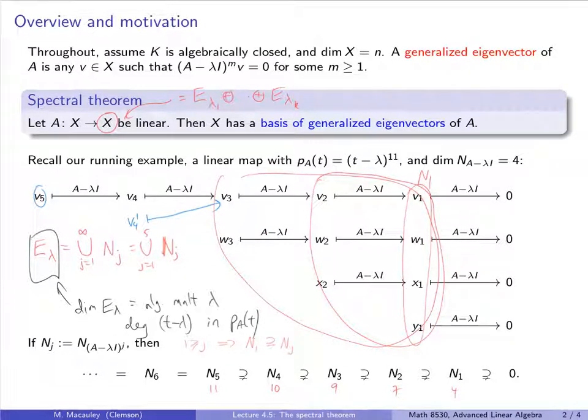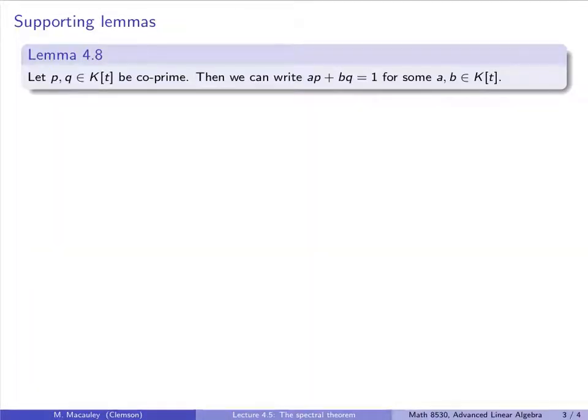Okay, so that is an overview as to where we are going in this lecture. Let's get going now to prove the spectral theorem. Our first task at hand involves polynomials over a field, and it basically just follows from the division algorithm and the fact that K[t] is a Euclidean domain. So let P and Q be polynomials over K that are coprime. Since K is a field, this is equivalent to saying that P and Q have no common roots.